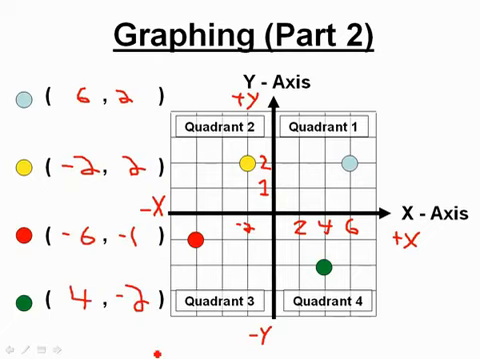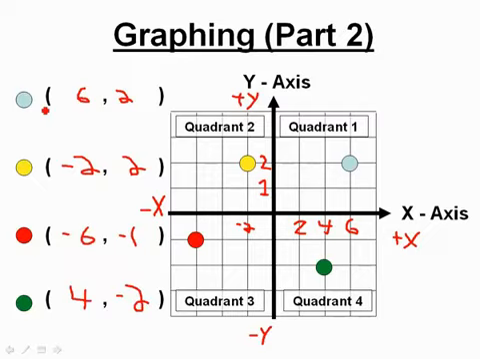So, it's important to realize that in certain quadrants you might have both values negative, such as quadrant 3, one value negative, such as quadrants 2 and 4, or both values positive, such as in quadrant 1.